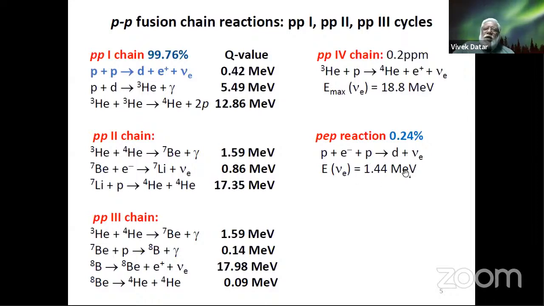It's a low energy neutrino, so it has the same problems as measuring low energy PP neutrinos or beryllium-7 neutrinos and so on. But at least it is a peak. So just like the beryllium-7 neutrino, which is a peak because of the electron capture decay, similarly here you have a two-body decay and therefore you have a peak. Okay, so these are the reactions in the PP chain.